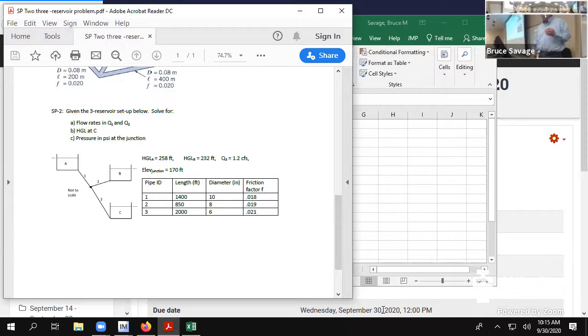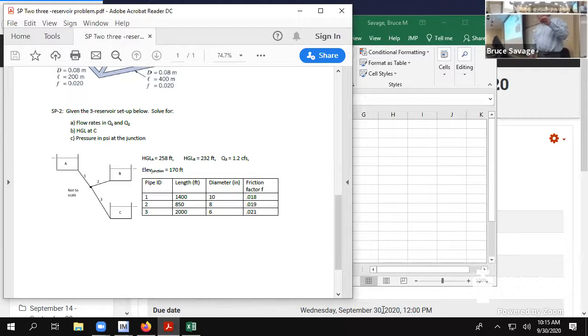If you know that C is absolutely lower than A and B, then it is solvable. But if you don't know that for a fact, then there's two answers. So I shouldn't say it's not solvable. I should say there's two answers. That's more appropriate. There's two correct answers. One is that C is higher and the head loss is going now from C down to the junction. And the other one is that C is lower and the head loss is from the junction going down to C.